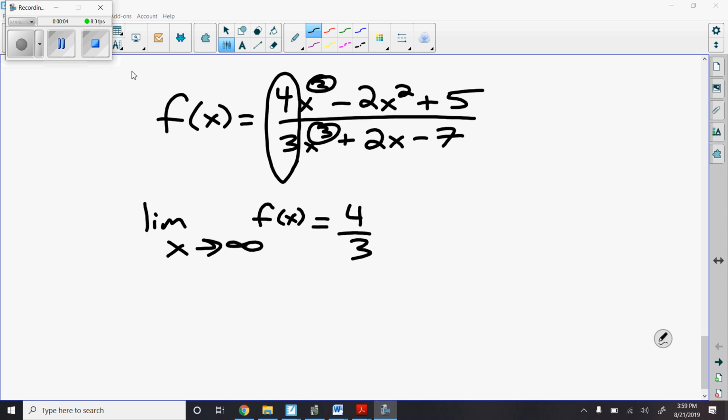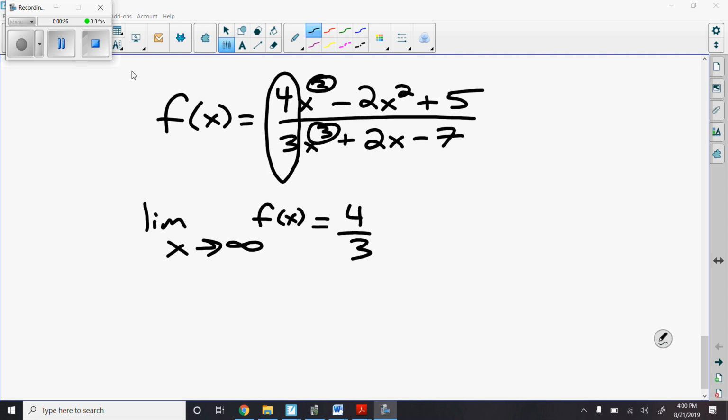Hey guys, we're back continuing where we left off. Sorry this had to split into two videos, but when we look at the powers being the same, we have a cube on top, a cube on bottom. Imagine plugging in a really big number like a million. A million cubed, a billion cubed. It's going to make a really big number.